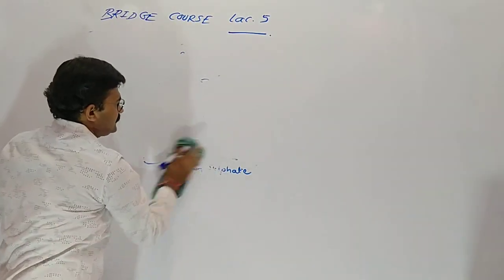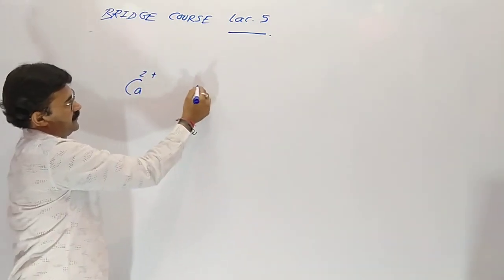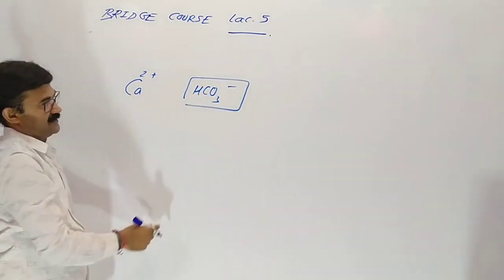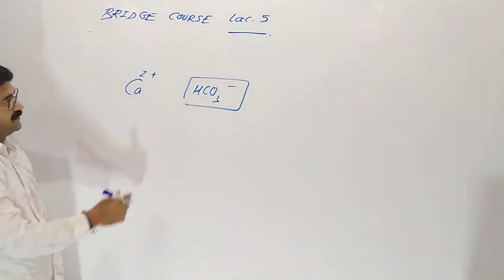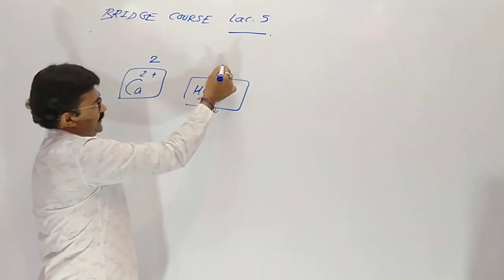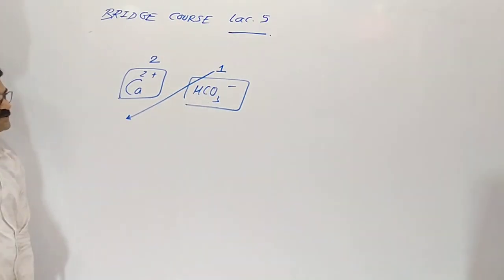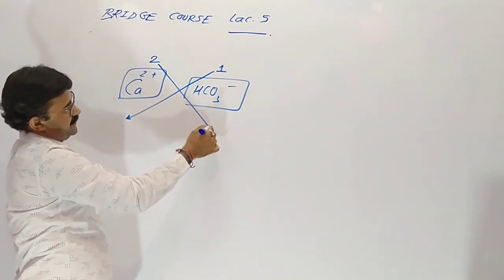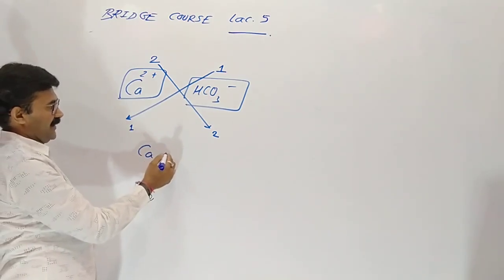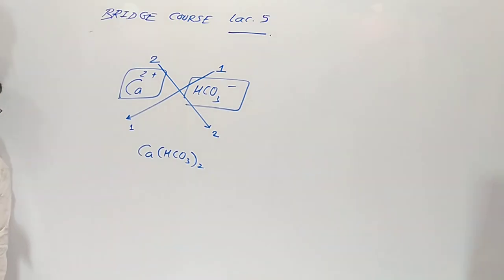Now calcium with HCO3 minus. Here HCO3 minus is bicarbonate. This one is calcium plus 2. So here 2. We are neglecting the charge for cross multiplication. Calcium should be 1 time. Bicarbonate should be 2 times. So calcium 1 time, bicarbonate 2 times, so twice is compulsory.